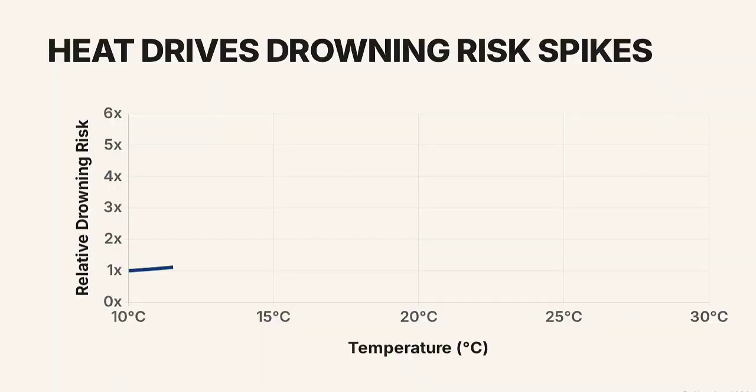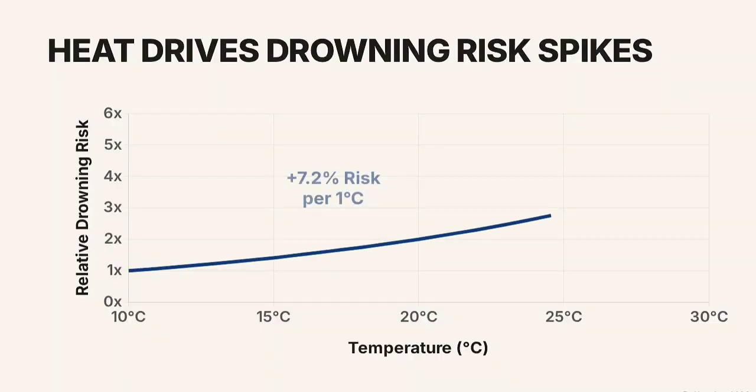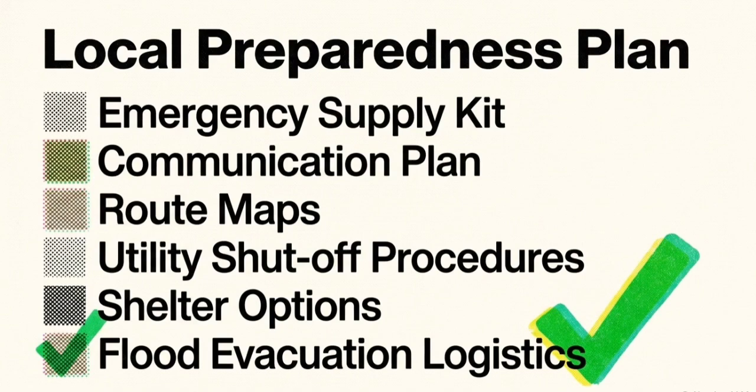This chart shows research from the United Kingdom proving that drowning deaths increase by 7.2% for every 1 degree Celsius rise in temperature. On days when temperatures exceed 25 degrees, the risk of drowning becomes nearly 5 times higher than on days below 10 degrees. Draft your final action item, an emergency preparedness plan designed for sudden floods and extreme weather events.